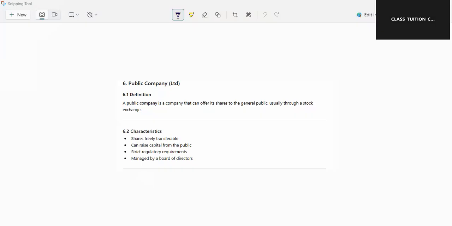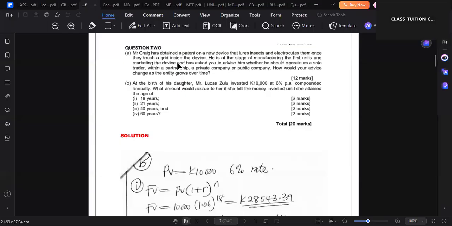Our question now goes back to us. So we are told that Mr. Greg has obtained a patent on a new device that attracts insects and electrocutes them once they touch the grid inside the device. He is at the stage of manufacturing the first circuits and marketing the device, and has asked you to advise whether he should operate as a sole trader, partnership, company, or public company. What's your take and advice?